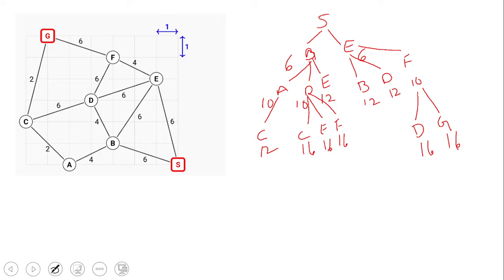Now expand all of these. If I expand C, the only option is Z. So next it is 14: C to Z is 2, so 12 plus 2 is 14.